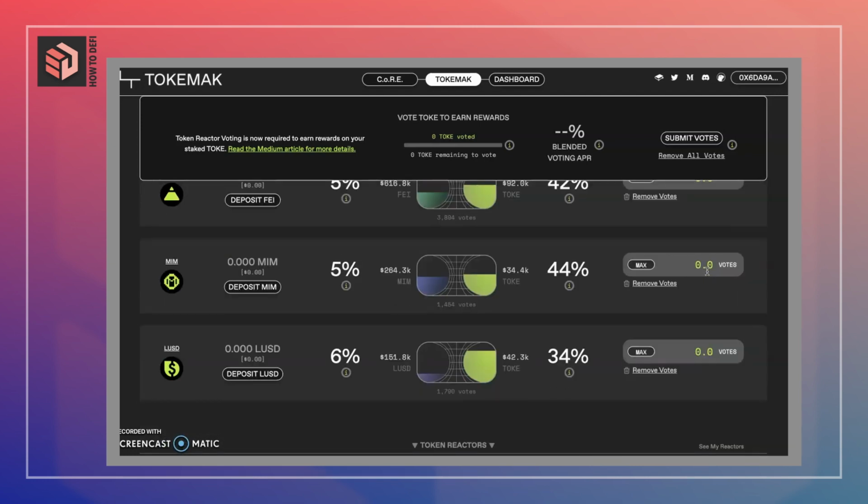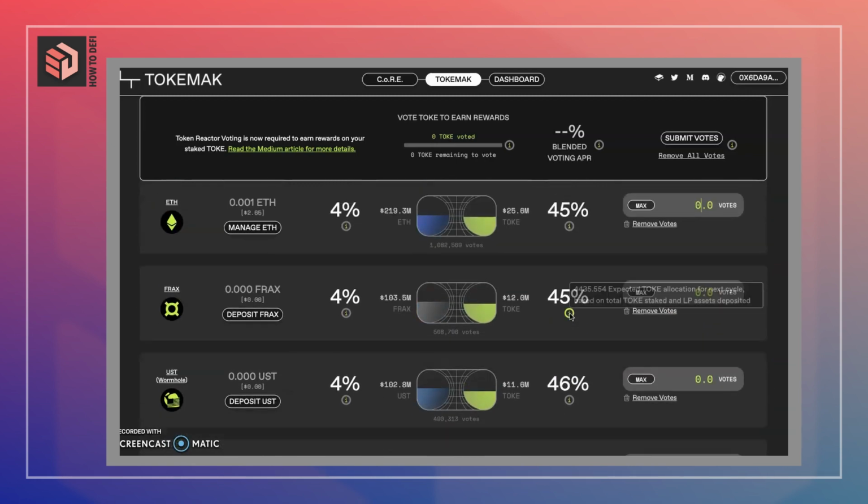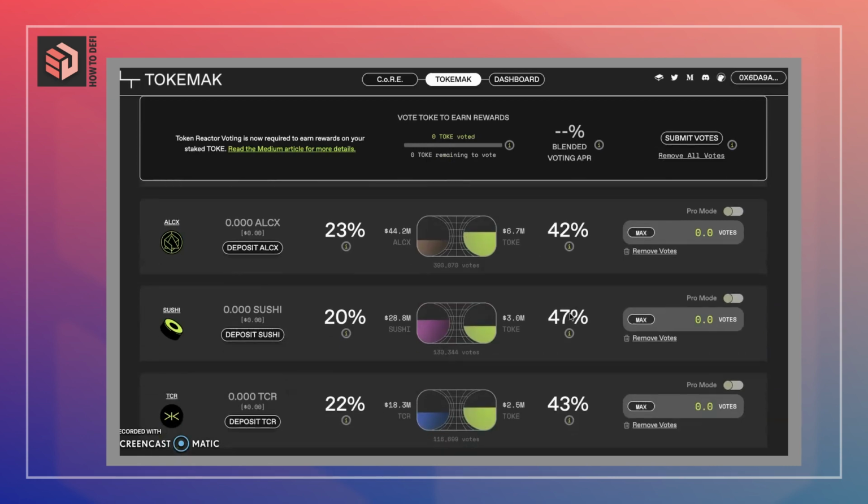If we go all the way down to the pair reactors, let's say we choose to put our votes in Sushi, what that allows us to do is then earn an APR in return for staking our token, providing that vote, as well as choosing what to pair Sushi with, and where to direct that liquidity.